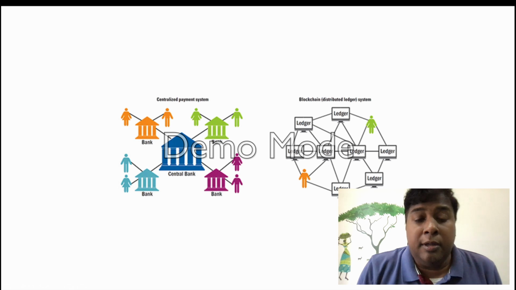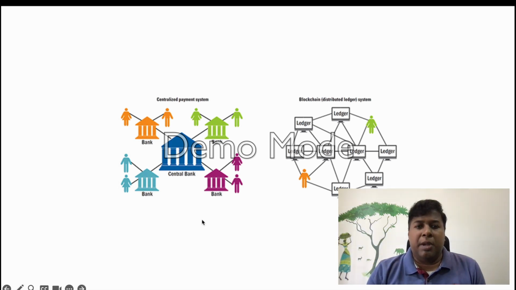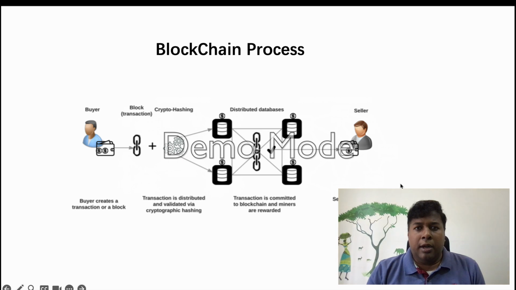Looking at it another way, you have a centralized payment system right now, where a person goes to the bank, and that is being changed to Bitcoin, where a person can exchange money between themselves through these ledgers. And if you look at the Bitcoin process, a buyer creates a transaction. He wants to send, let's say, 1 Bitcoin from this person to this person. He creates a transaction. The transaction goes into the chain. The chain gets validated.